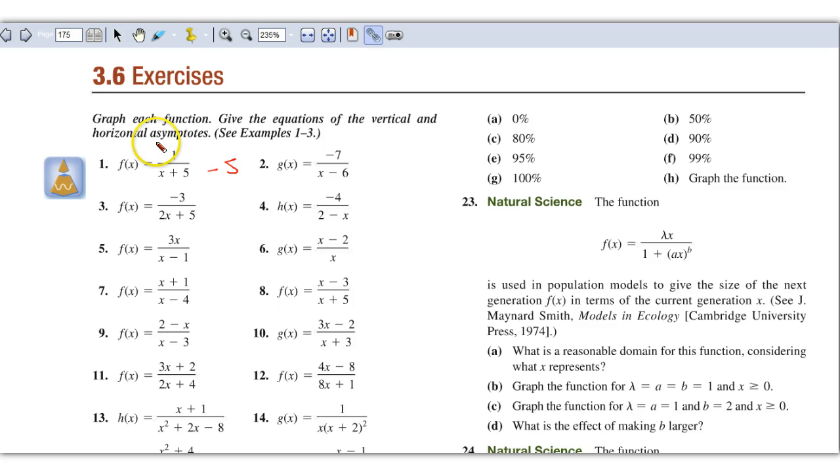And what will be your horizontal asymptote? Remember, it's 0x, so 0 over 1 would be 0. That would be your horizontal asymptote, which is the x-axis, or y equals 0. And basically, this is what you're going to be doing, and good luck to you.